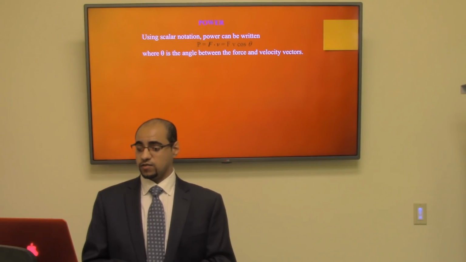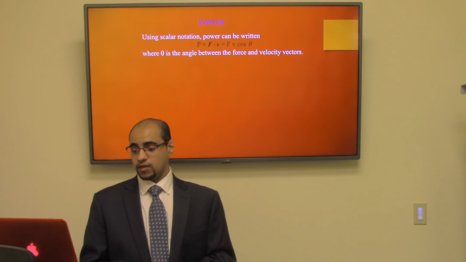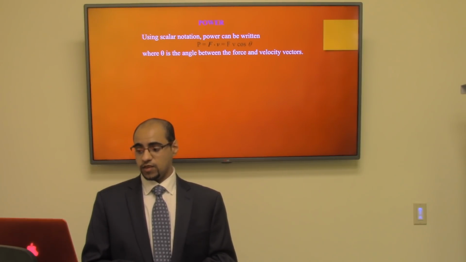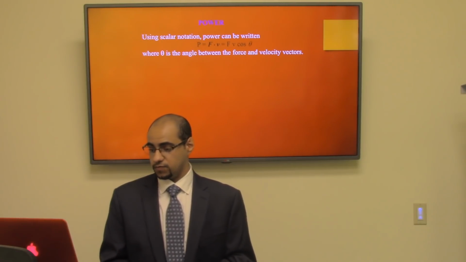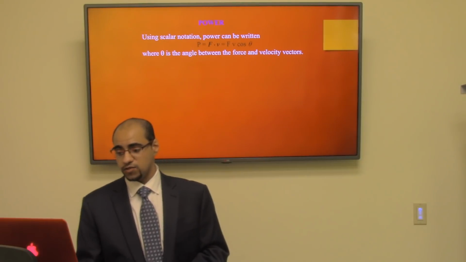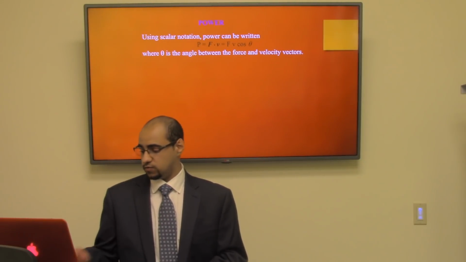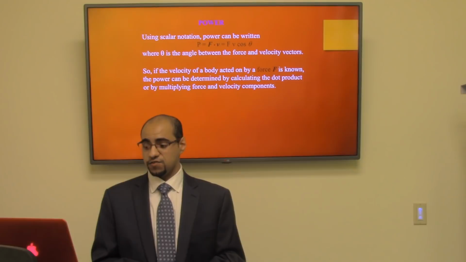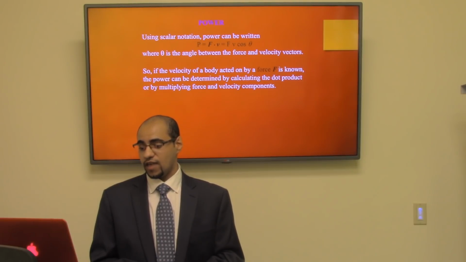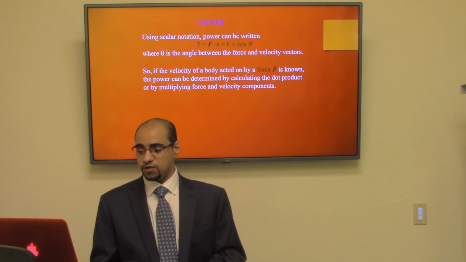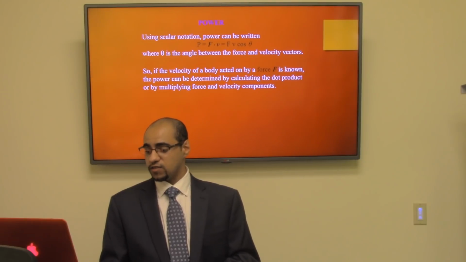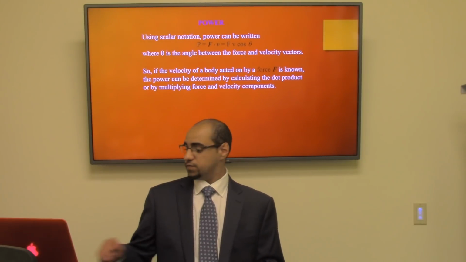Using the scalar product, power can be written as P equals F dot V, equals F multiplied by V cosine theta, where theta is the angle between the force and velocity vectors. So, if the velocity of the body and the force acting on it are known, the power can be determined by calculating the dot product, or multiplying the force and the velocity.